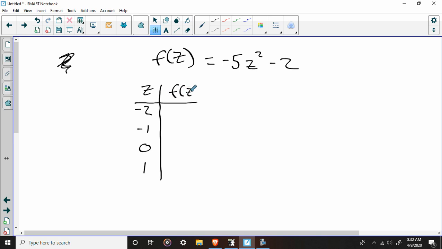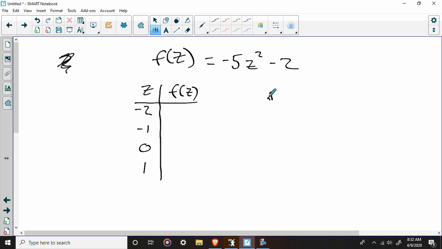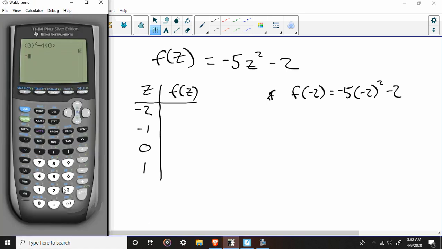So, if you're going to plug in a negative number, and you're going to use your calculator, that's fine. We want to do f of -2. Okay, so that's going to be -5. I'm going to replace my z with a -2, minus 2. If you want to plug it into your calculator just like that, sure. -5 times (-2) squared minus 2. No big deal. It's going to tell you the answer is -22. No big deal at all there.